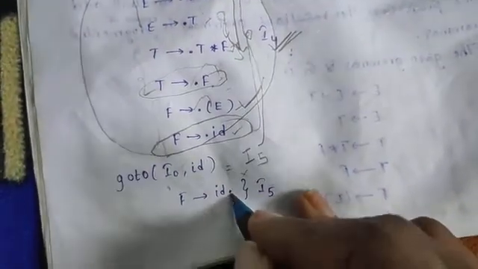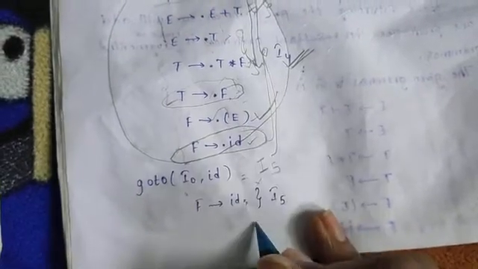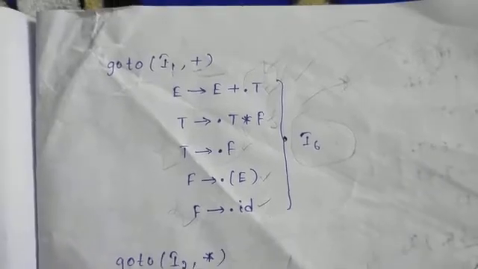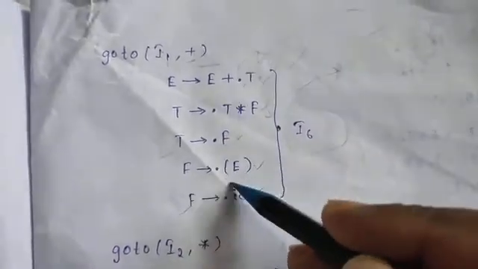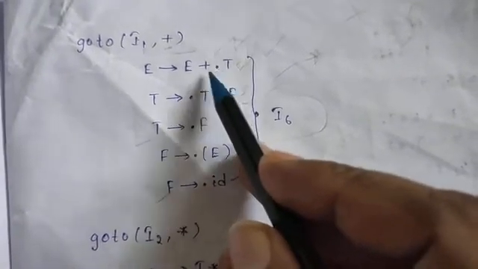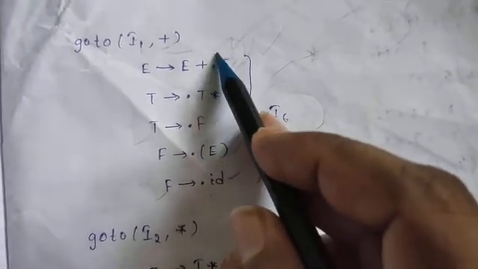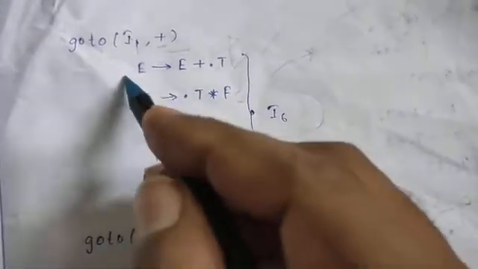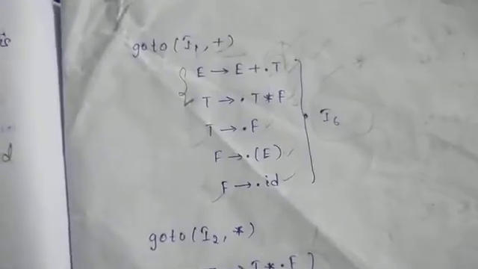Then in the I5 production, the dot is already at the end of the production, so no need to do this one. Next we will go for I6. In I6 there are totally six elements. Here the dot in the first production will be moving over t, and like that there are two productions. So these two are combined and taken in the next process.